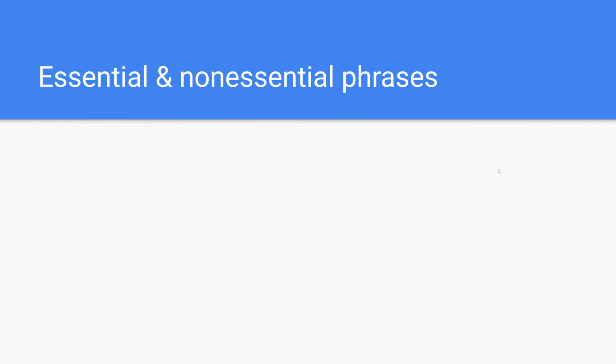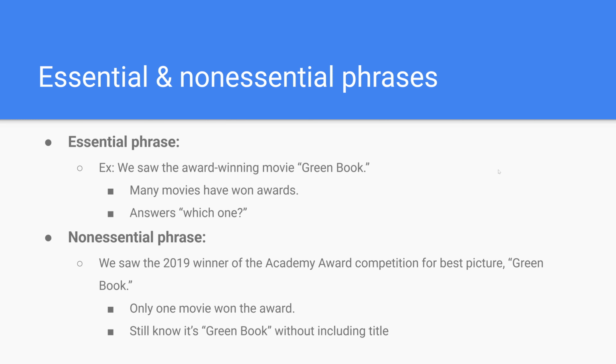So first, essential and non-essential phrases. Here's an example of an essential phrase. We saw the award-winning movie Green Book. Now, why is the phrase Green Book an essential phrase? That's right. It's because we need to know which award-winning movie we saw. If we were to remove that, we would say we saw an award-winning movie, but we can't really say the award-winning movie because we don't know which award-winning movie you're talking about.